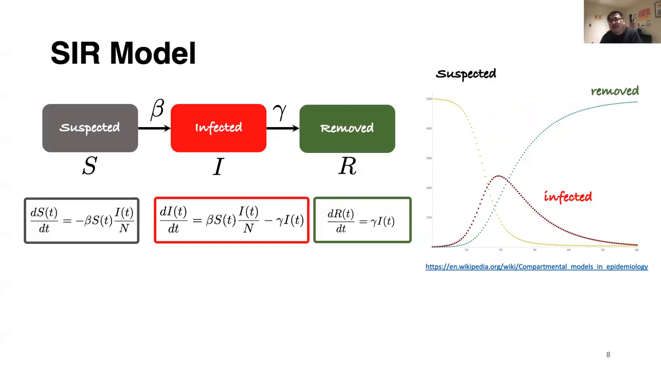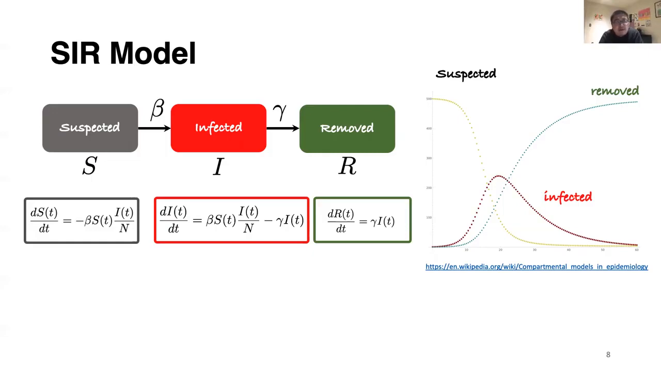So here, S is the stock of the susceptible population, I is the stock of the infected population, and R is the stock of the removed population. Here, removed really means death or recovery, and N is the total population size, which is equal to the size of S plus the size of I plus the size of R. And so here, the three ordinary differential equations characterize how the transition happens.